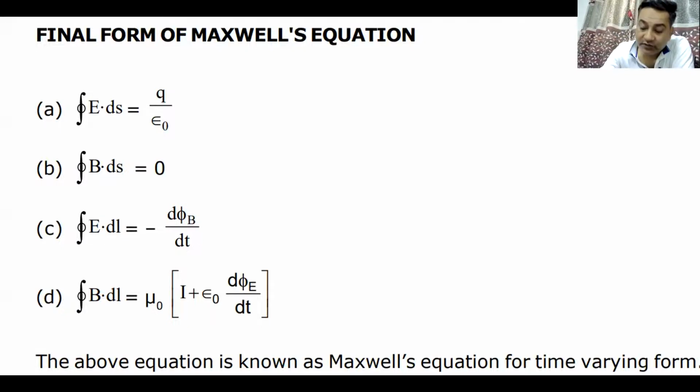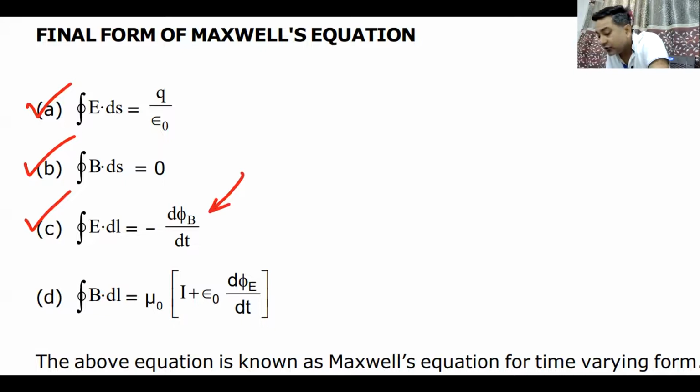So now the first equation does not change. It remains the same: the integral of E dot dS is q by epsilon naught. The second equation remains the same: the integral of B dot dS, the magnetic flux, is 0. The third equation has changed. In the previous one that we had seen, the integral of E dot dl was 0. Now it becomes minus d phi by dt. That was given by Faraday. A changing magnetic field with time gives rise to an electric field.